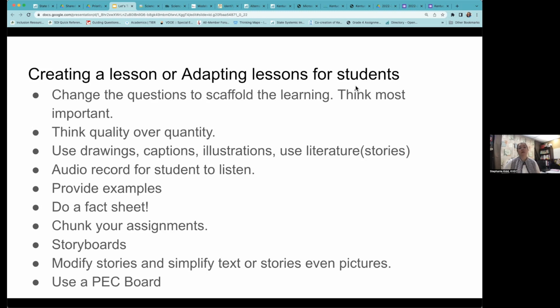But again, chunk your assignments, make them small, write them down so that our kids are not overcome with all the information that's coming into their heads. Sometimes that can be frustrating for our students. Create a storyboard. That's another way we can do it. But also modify your stories to the level that they need, while putting in the vocabulary when needed. And then, of course, if our students need it, use a PECS board. I can't stress that one enough, especially since they're pretty easy to make.